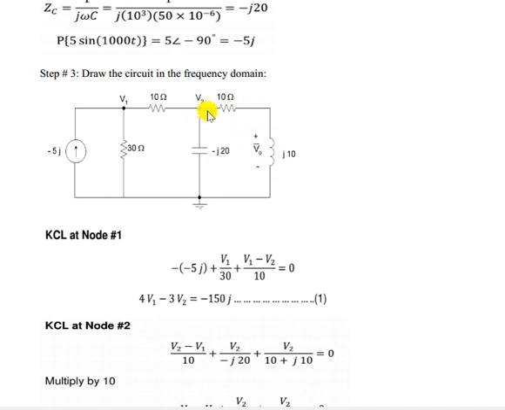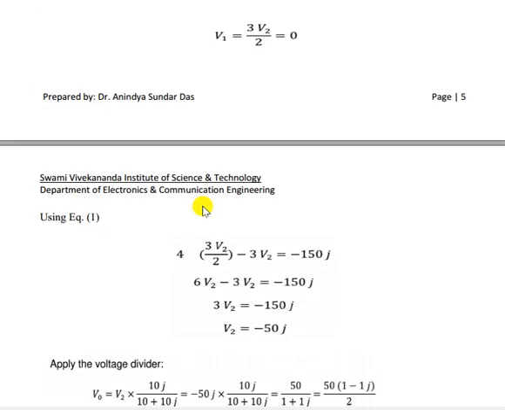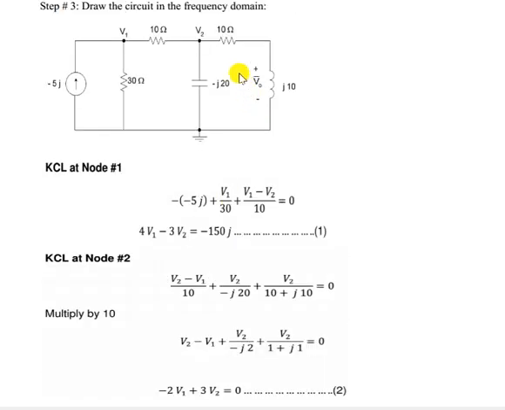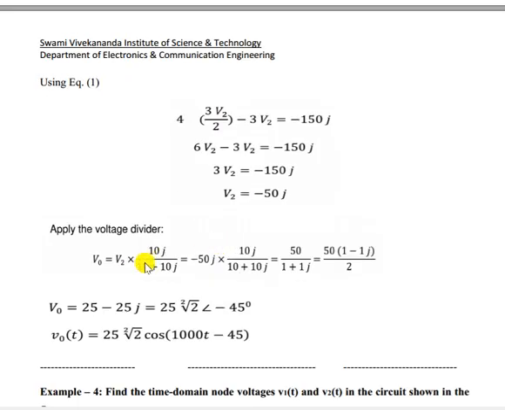That means if we apply voltage divider rule, then we can find voltage drop across this inductor when total voltage is V2. So if we apply, V0 will be what? V2 into same branch resistance, that is 10J, divided by total resistance, that is 10 plus J10. So we find out V0 value.